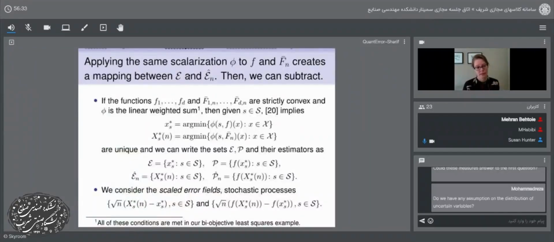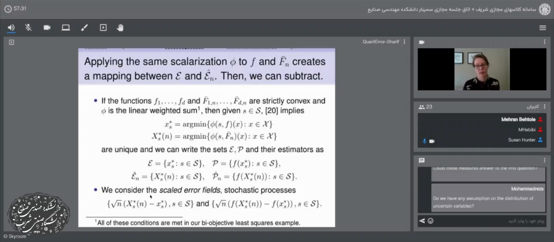So if we apply the same scalarization, linear weighted sum, for example, to the true function value, which we don't know, and to the f bar in, which is our estimated value, then we get a mapping between the true efficient set and the estimated one. Then we can subtract. So if the functions are strictly convex and we have the linear weighted sum example, then given a scalarization parameter in the possible set of parameters, we know that the solution to each scalarized problem is unique, and we can write the sets E and P, which are the efficient and Pareto sets, and their estimators, as E is the collection of all the solutions across the scalarization parameters, and P is the image of that, the collection of the images of the efficient points. And we can do exactly the same thing for the estimated values.